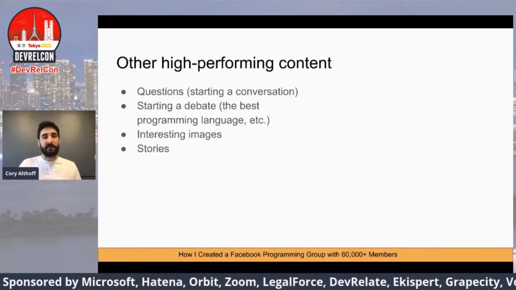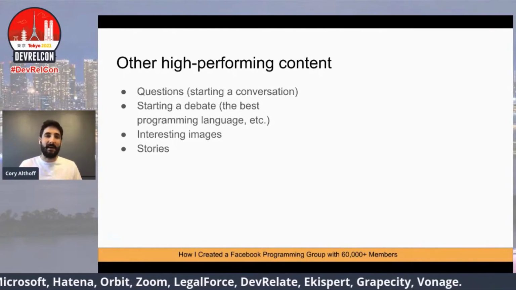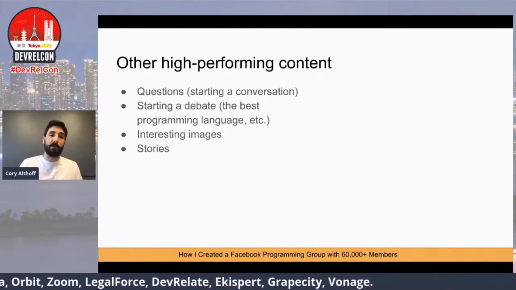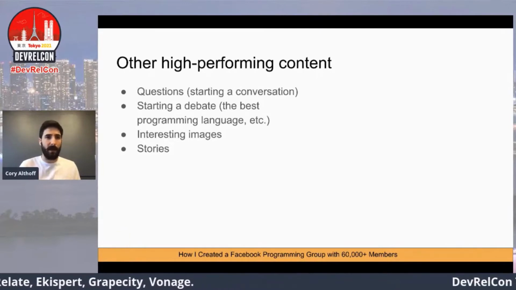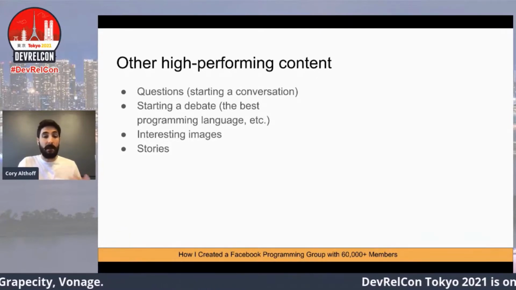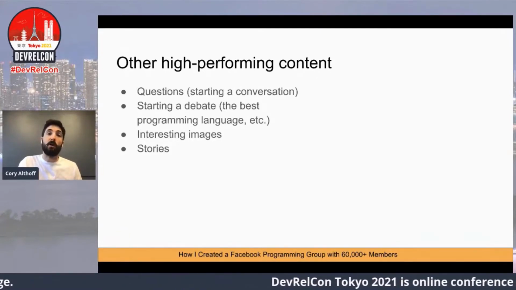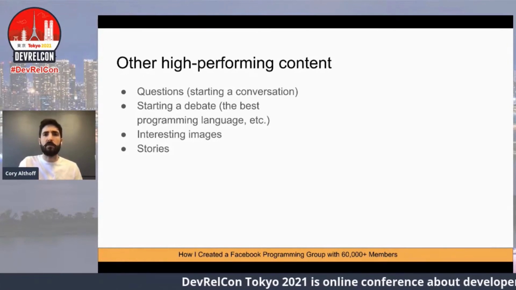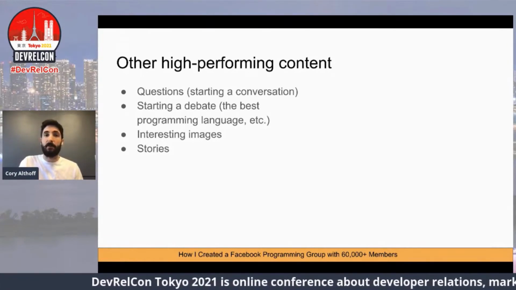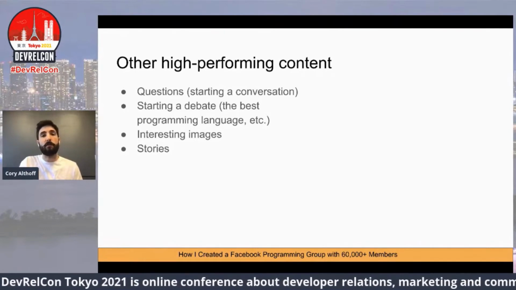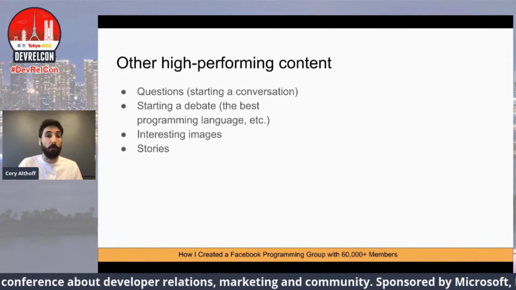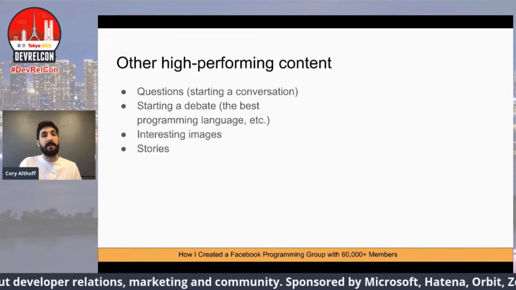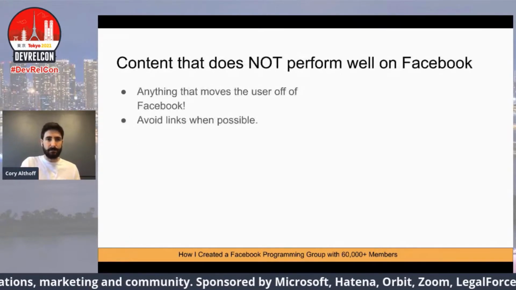Sharing interesting images, for example, say a Python snake that looks like it's wrapped around a laptop coding and stuff like that tends to do really well. And stories, tell a story. I share stories all the time in my Facebook group. People are wired to respond to stories. So if you can share a story, for example, I often talk about my journey going from a complete beginner to working at eBay, what types of roadblocks I ran into, stuff like that. And that tends to be very engaging.